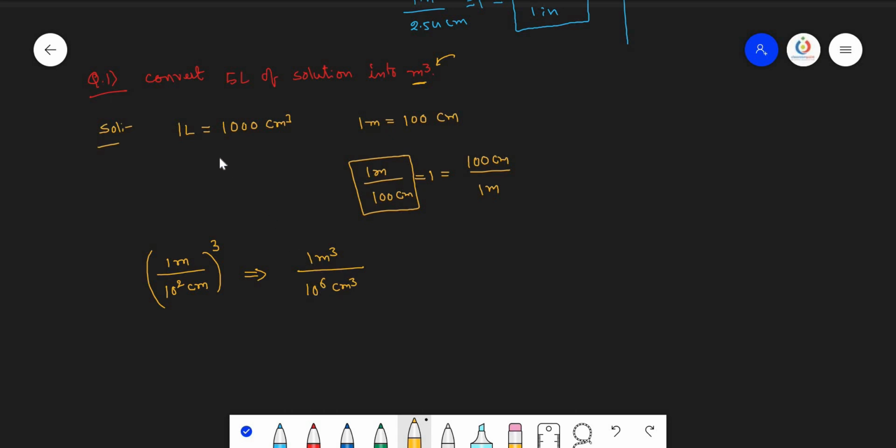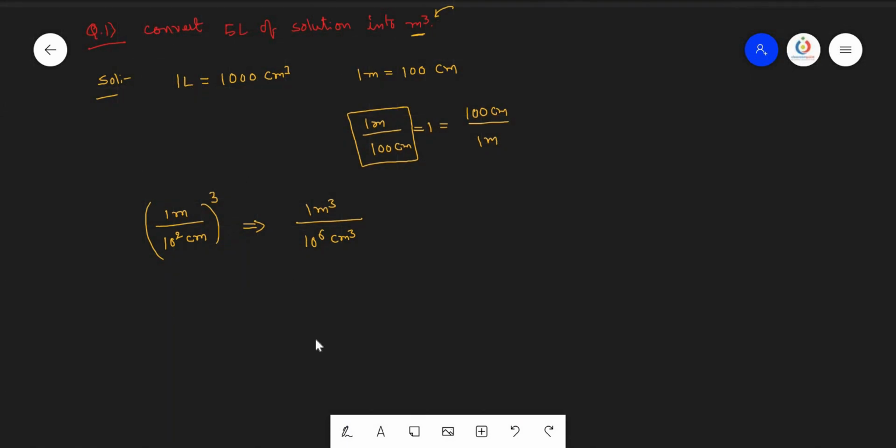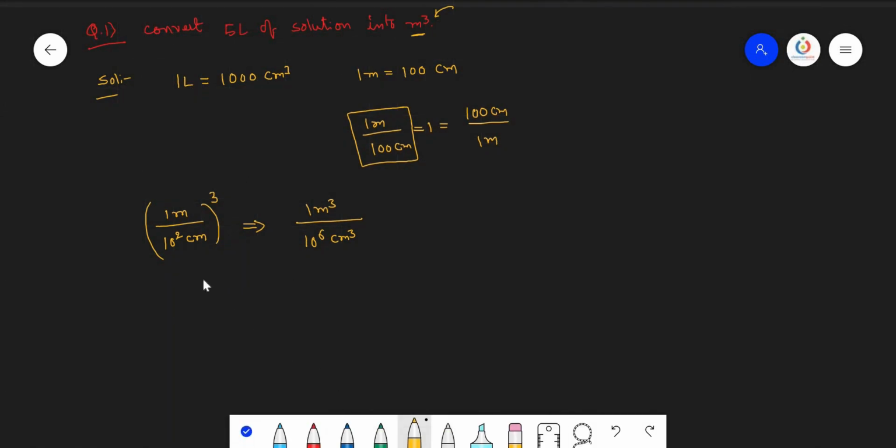So we got here. Now this is the step 1, and from this we can write the second factor, that is 1 liter by 10 power 3 centimeter cube, because 1000 can be written as 10 power 3, that equals to 1, that equals to 10 power 3 centimeter cube divided by 1 liter. Okay, which one do we want here? It is in the meter cube. So now let us see here.